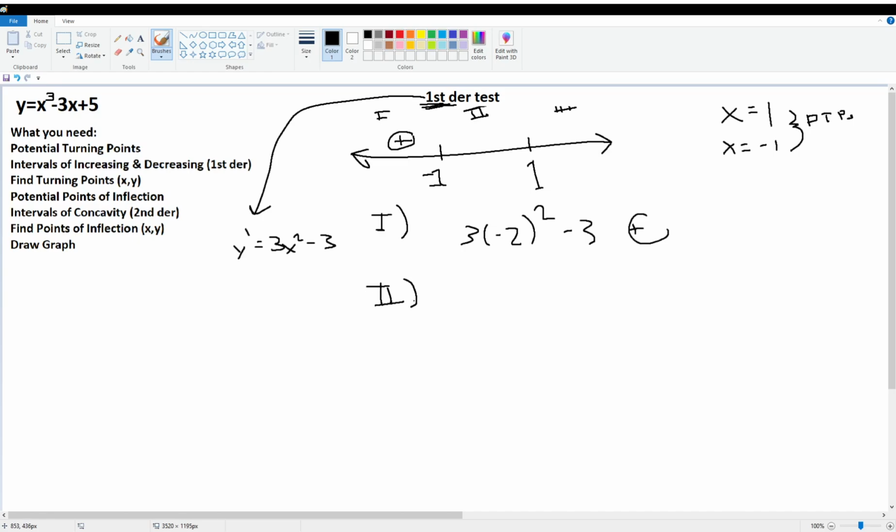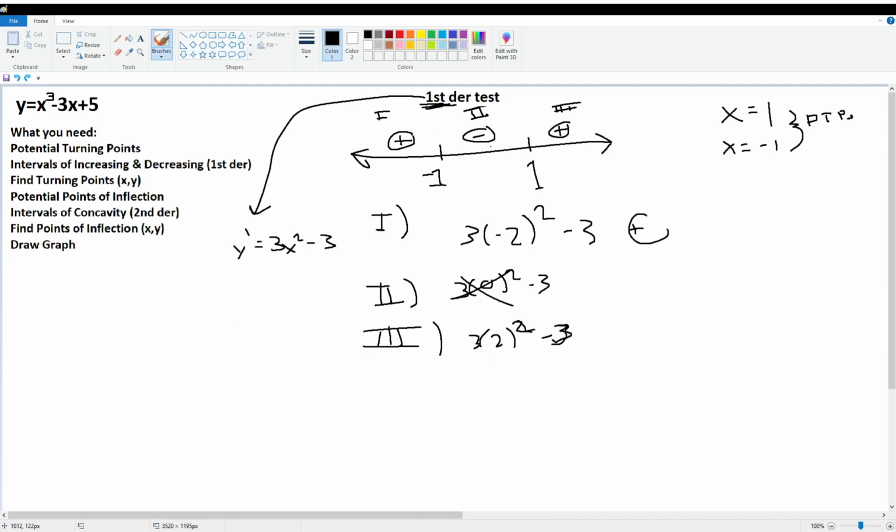So for the second zone, plug in a value of 0. Make sure you always do that. That just makes it very easy. So 3 times 0 squared minus 3. This all cancels out because you're multiplying by 0. So you get negative 3. So this is a negative value. And then for the third zone, you have to plug in a value greater than 1. Let's just plug in 2. So 3 times 2 squared minus 3, that's going to be positive. And that's all we need to know. We don't need to know the actual values for any of these tests.